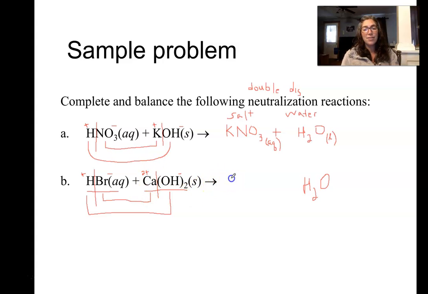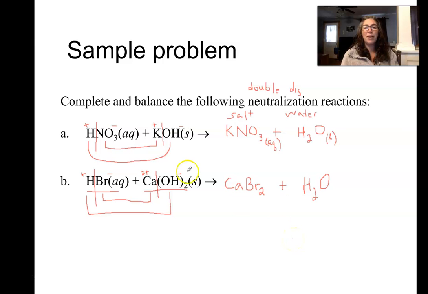Calcium is our cation, so we write it first. Calcium bromide. Now calcium has a 2 plus charge, and bromine has a 1 minus charge. So when we combine them, we need to have 2 bromines to cancel out the charge on the calcium. So the ionic compound that forms between these two is calcium bromide, CaBr2. So if you need to review this concept of forming ionic compounds correctly, that was chapter 3 that you might want to review. So these are our 2 products.